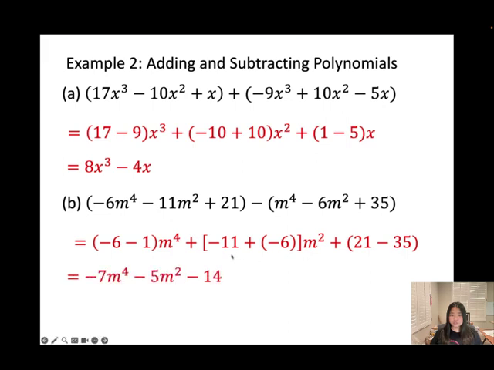Okay, this is what you guys get. So this is a degree of 4, and this is going to be the leading term. And then we have 1, 2, 3. We have 3 terms, so this is called a trinomial. And A here, we only have 2 terms, so this is a binomial.